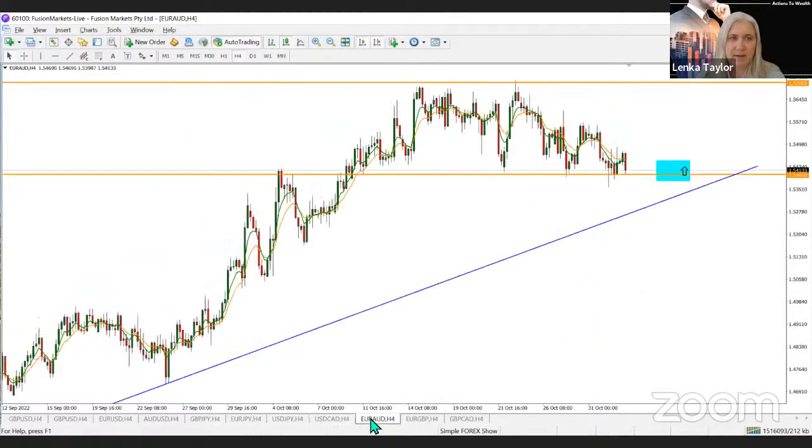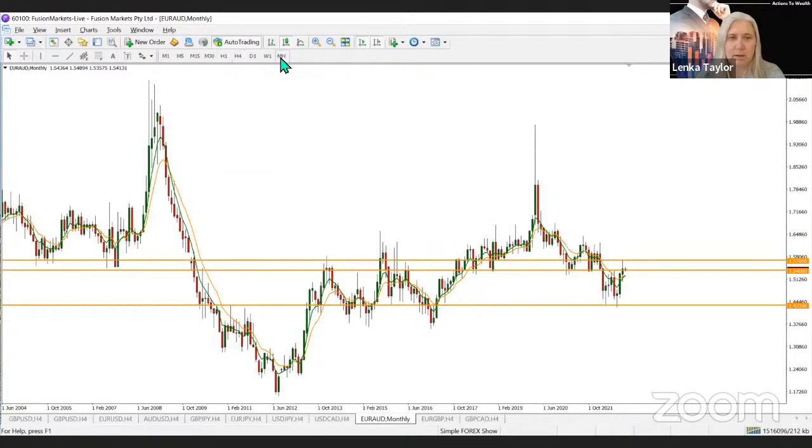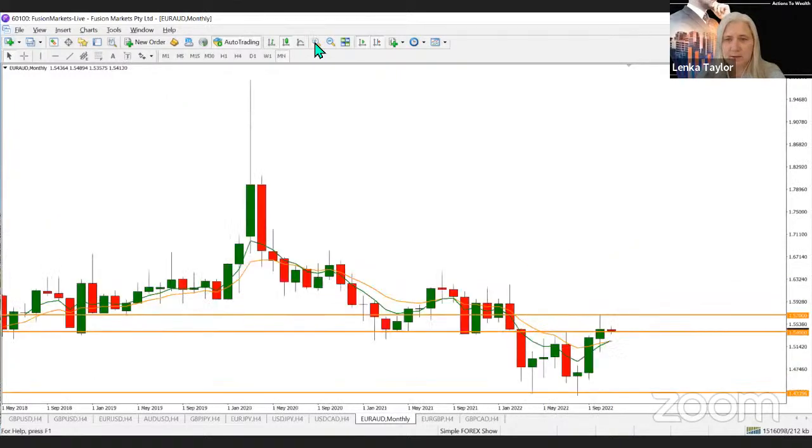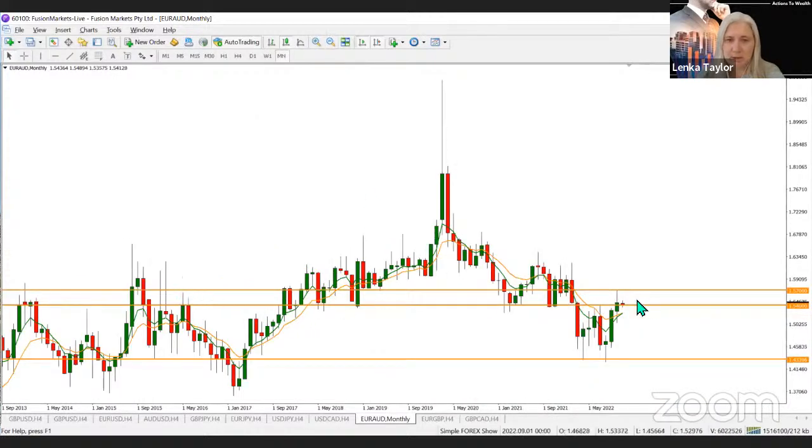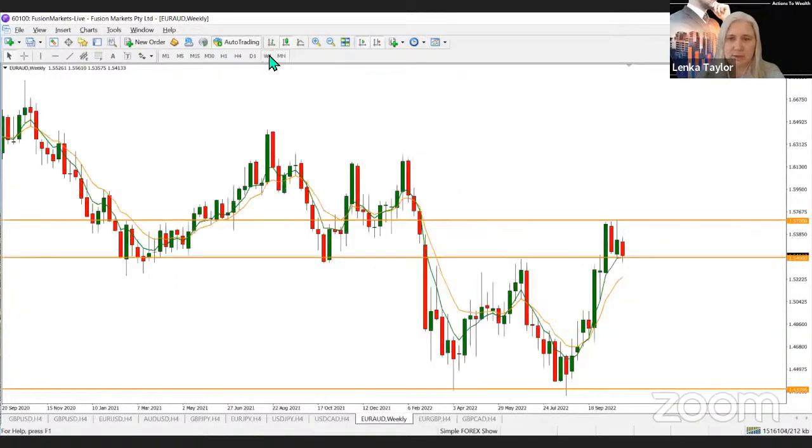Next currency pair I'm looking at is Euro AUD, and I'm looking for long opportunities here. On the monthly chart, we are in that top range, and at the moment price might stay within that, just ranging around. Since we're at the bottom, I'm looking for long opportunities.